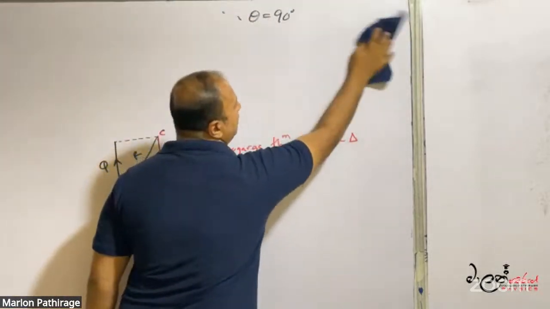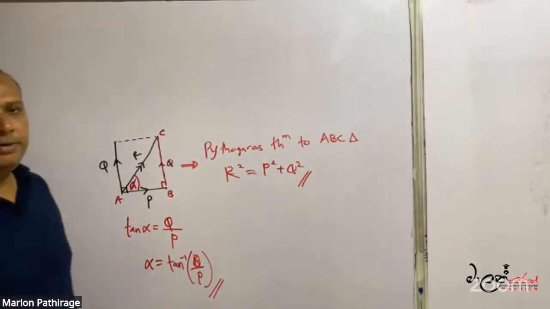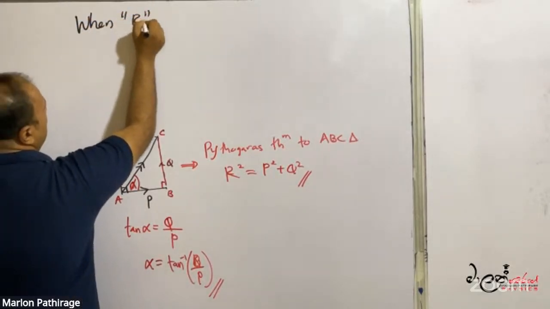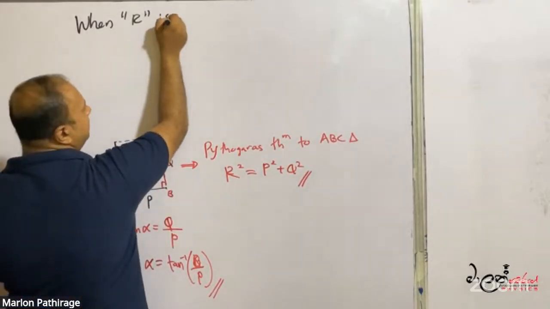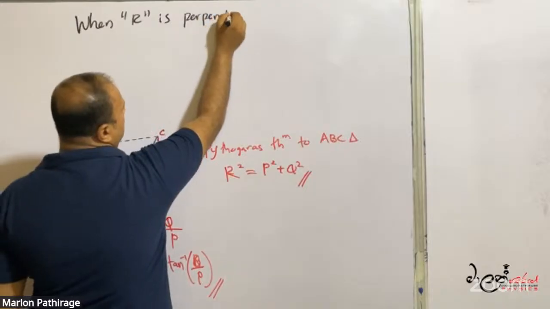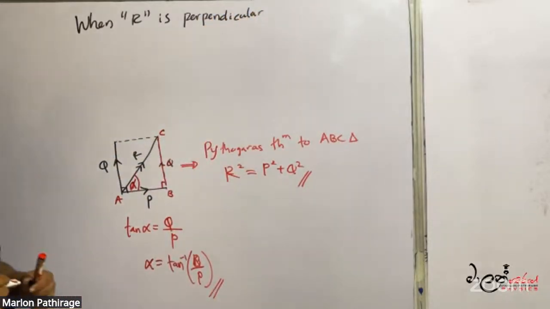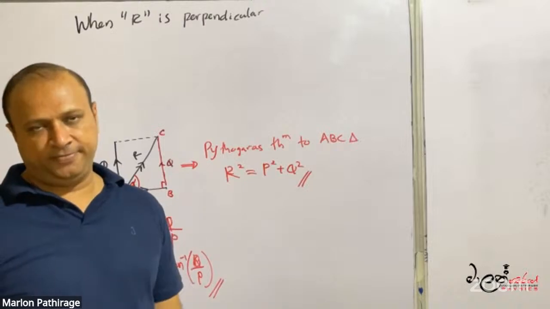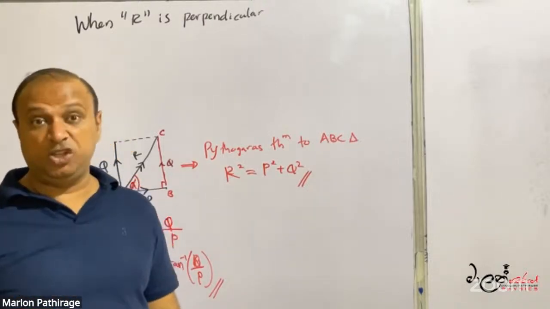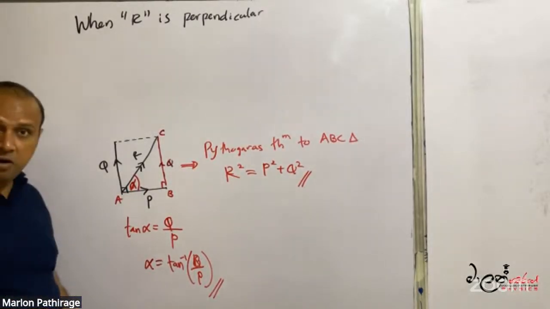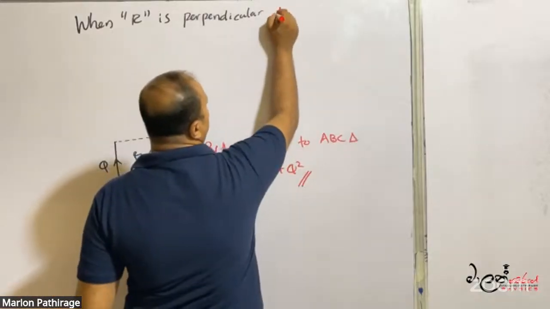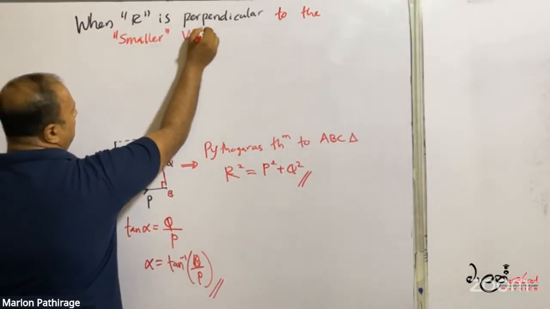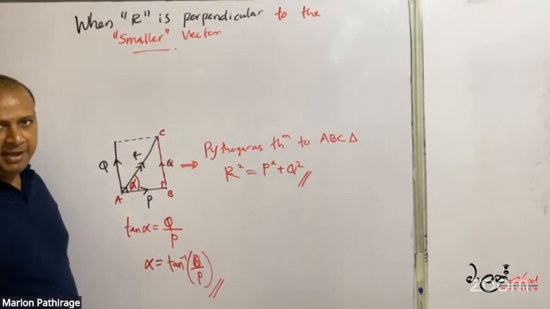When R is perpendicular to the smaller vector. This should be the smaller vector.